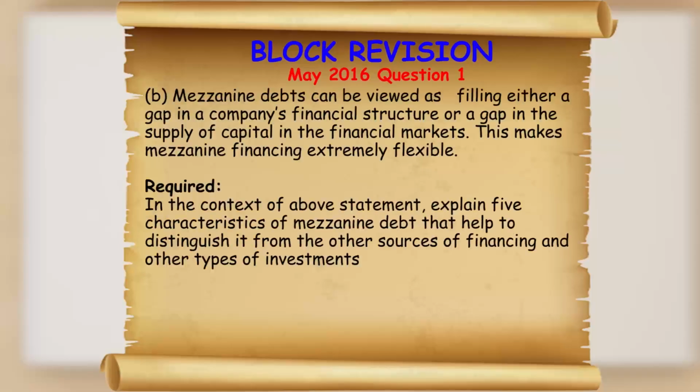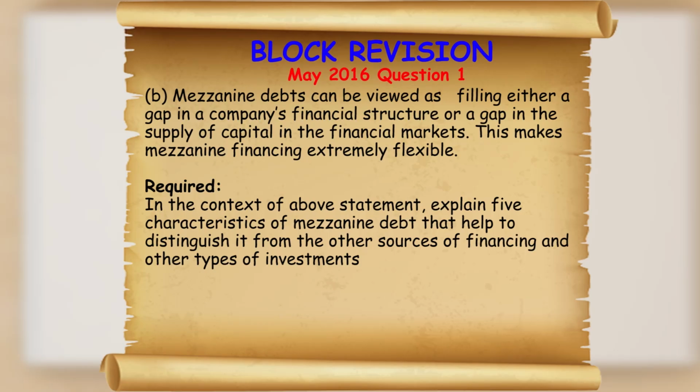Now, having looked at question 1A, we can move on and look at 1B. It reads as follows. Mezzanine debt can be viewed as filling either a gap in a company's financial structure or a gap in the supply of capital in the financial markets. This makes mezzanine financing extremely flexible. In the context of the above statement, explain 5 characteristics of mezzanine debt that help to distinguish it from other sources of financing and other types of investment.